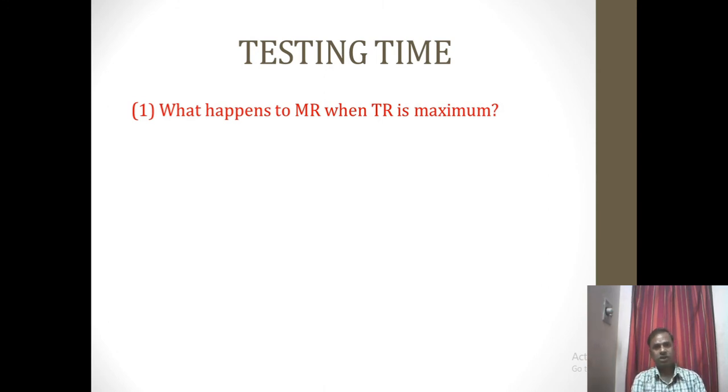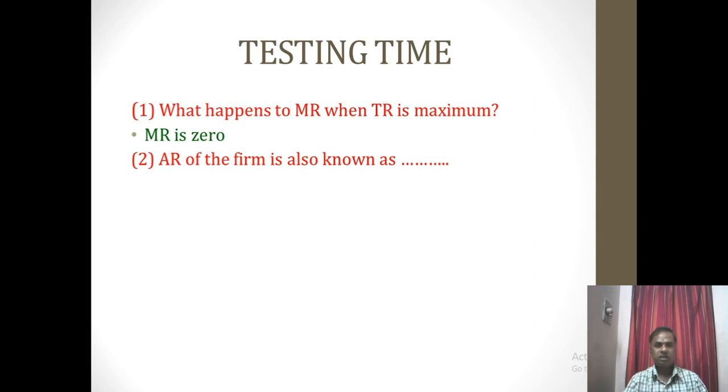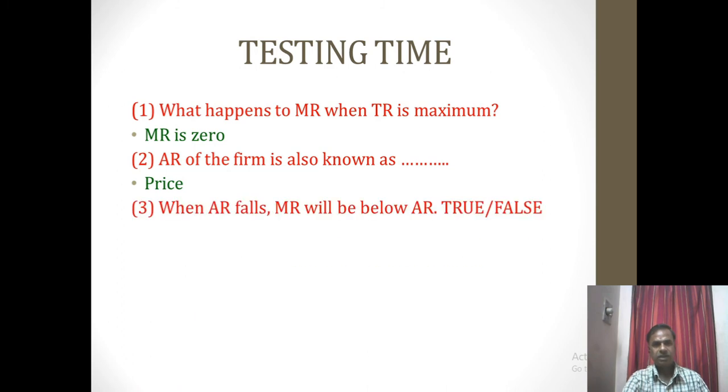Now, what happens to MR when TR is maximum? The answer is 0. AR of the firm is also known as, we have discussed, price. When AR falls, MR will be below AR. So true or false? We studied that when both AR and MR fall, the fall in MR is more than the AR, twice the rate of AR. So MR will be below AR. The statement is true.